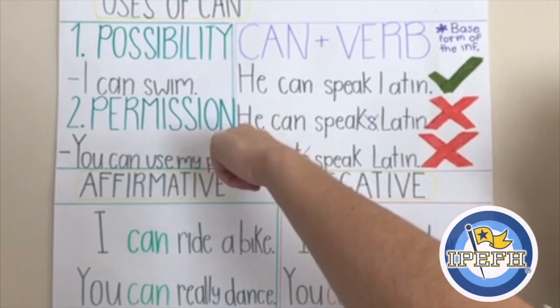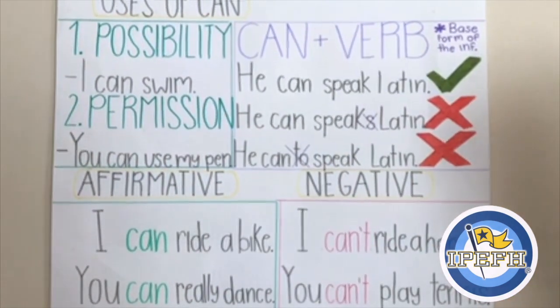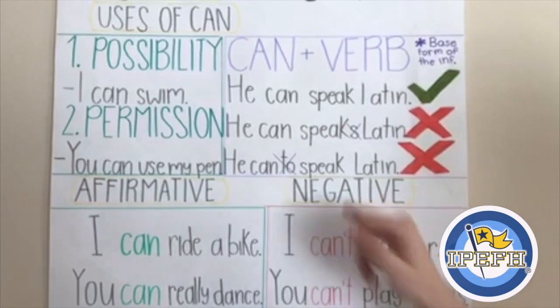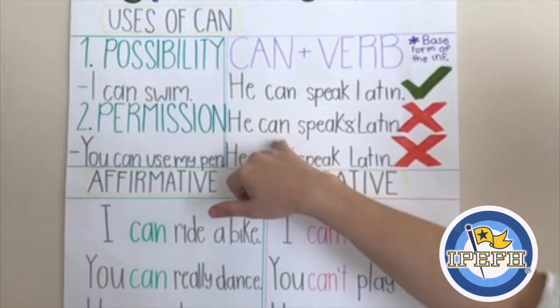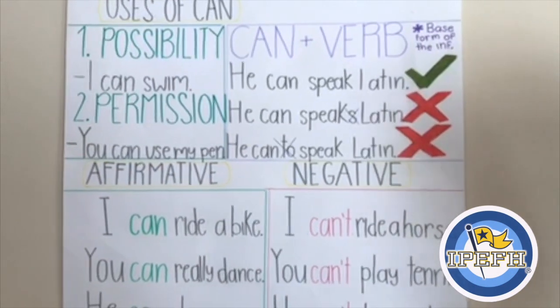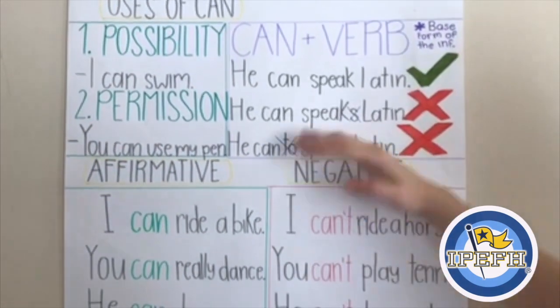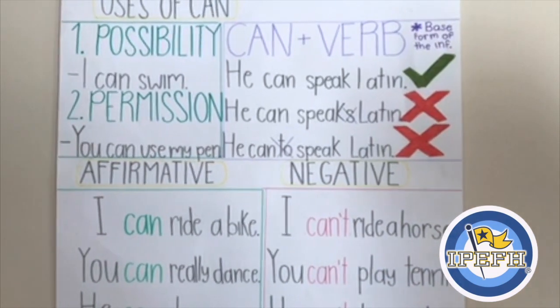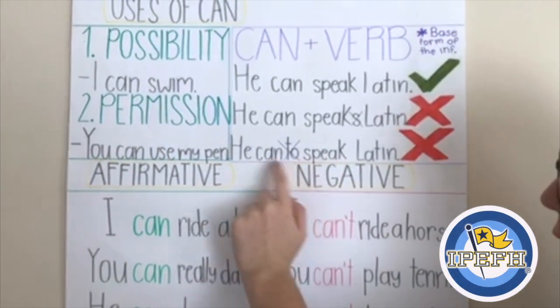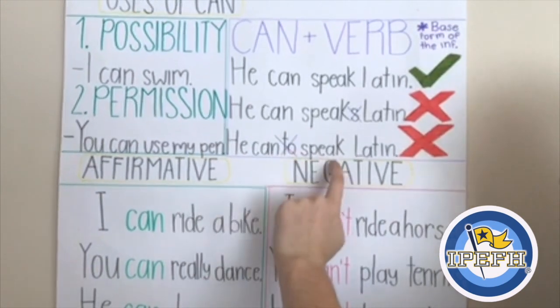I know that when we are talking in present simple, with he we have to add an S. However, when we use can, we are not gonna add that S, okay? So it stays without it. It doesn't matter what pronoun it is. The same here. He can to speak Latin.